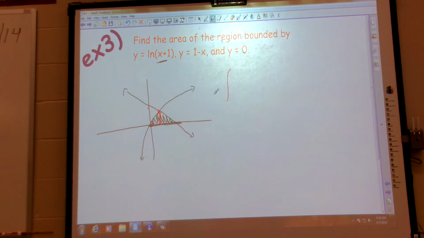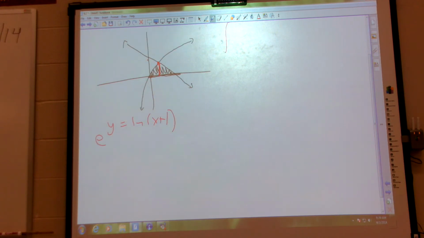We want it in terms of y, correct? So why don't we put it in terms of y first and then solve it, so that we don't have to do 2 extra steps? Yes, no? So if y equals natural log of x plus 1, I need to get x by itself, so I e to the, so I have e to the y equals x plus 1. So x equals e to the y minus 1. Yes, no?